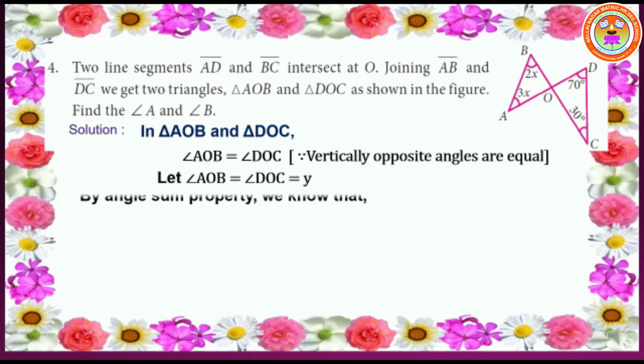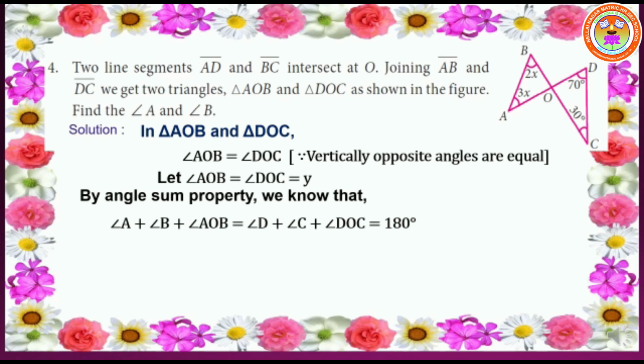Okay. Now, we are going to use the angle sum property. We know that the sum of the angles in a triangle will be equal to 180 degrees. So, we are going to add all the three angles in triangle AOB. Similarly, we are going to add all the three angles in triangle DOC. Okay. So, what will happen? Angle A plus angle B plus angle AOB equal to angle D plus angle C plus angle DOC, that is equal to 180 degrees. Okay.